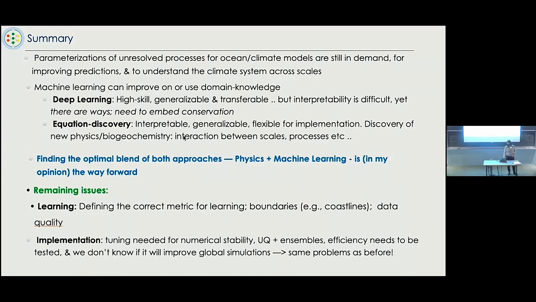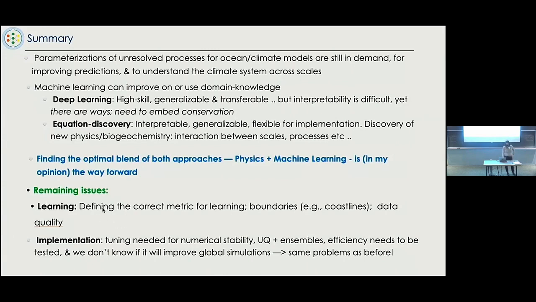Equation discovery, I'm a bit biased, I think, because it looks a little more like something I understand, but you do it after the fact. You get an equation, and does it make sense or not, for the closure problem at least? And it's much more flexible because you can explore different regimes, different scales. Is it going to generalize to different climates and so on? So in my opinion, you need to find an optimal blend between the physics and machine learning, where you can combine those two approaches together.